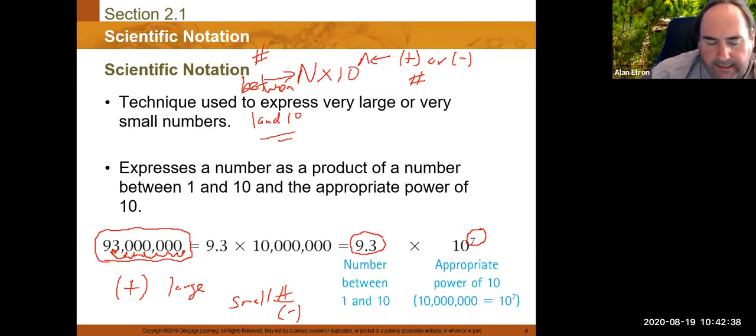We'll talk in a little bit about why we dumped all those zeros that are present and just left it at 9.3. To give you a preview, the reason has to do with significant figures. So 9.3 times 10 to the 7 would be the correct way to write that in scientific notation.